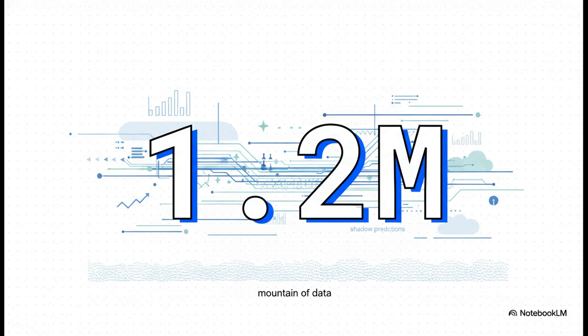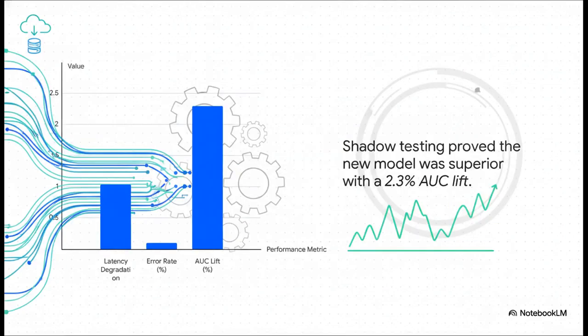And we're not talking about a few test runs. Before even thinking about a full rollout, this new model was put through its paces. It made over 1.2 million shadow predictions against live traffic. Why so many? We needed enough data to be absolutely sure with statistical significance that it was actually better. And what did all that data tell us? Well, the numbers don't lie. We saw a 2.3% lift in performance, a clear improvement, with basically no negative impact on latency or the error rate. This wasn't a gut feeling. This was hard data giving us the green light to move forward.